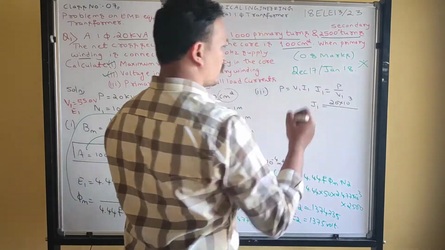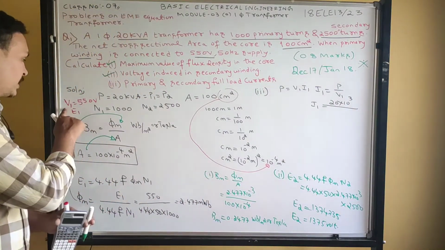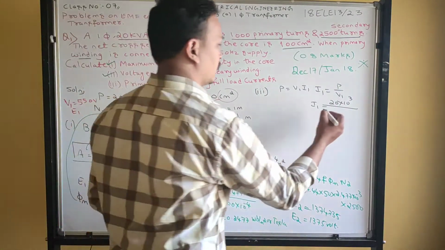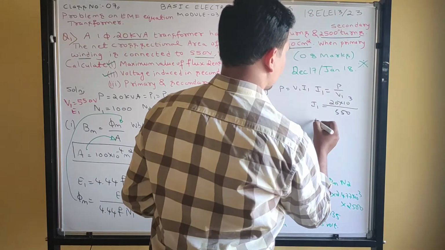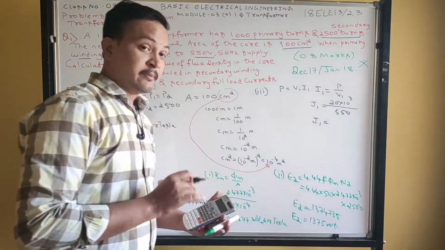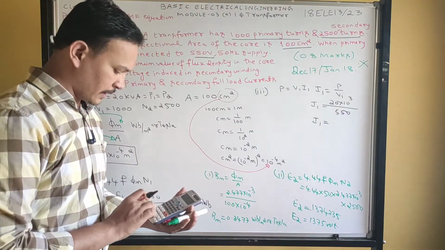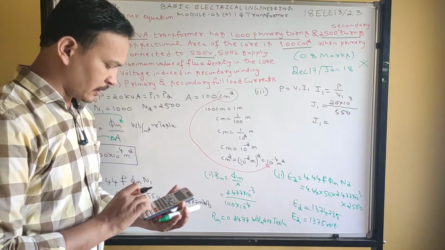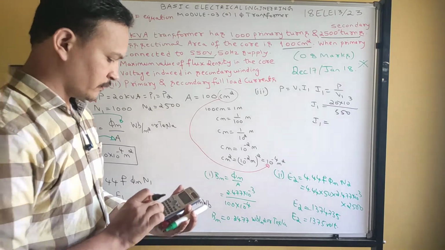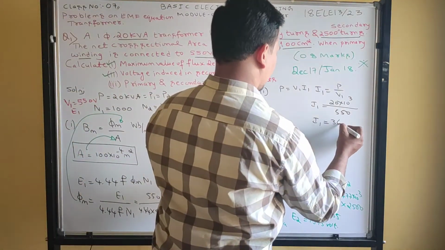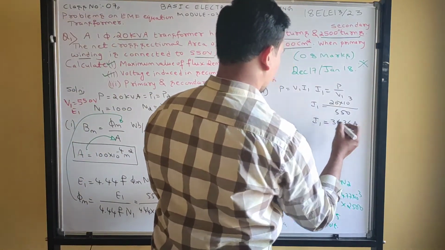20 kVA divided by what is the primary voltage? Primary voltage is how much? 550. So from this we get the primary full load current. How much do we get? 20 into 10 to the power 3 divided by 550. So we got this much current, 36.36 ampere.